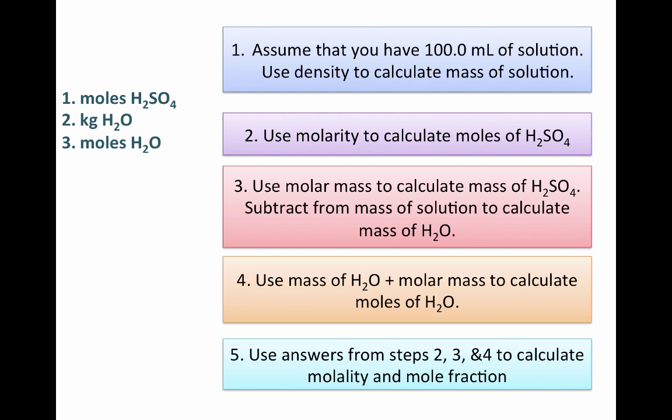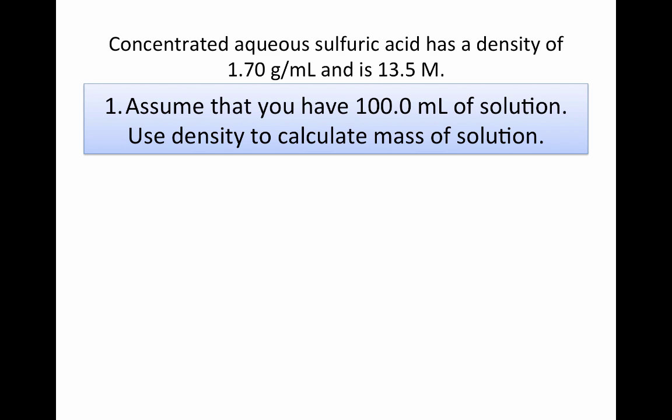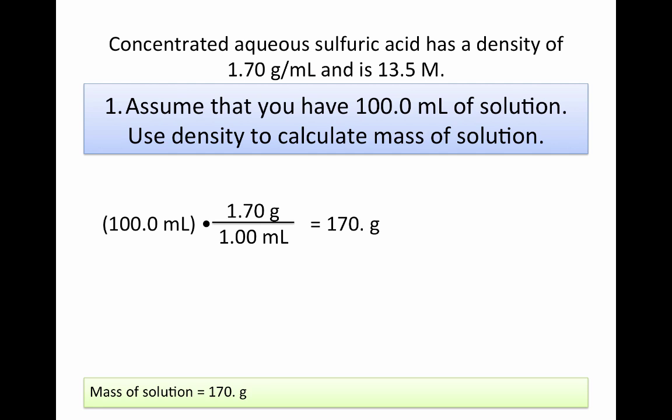Those are the three things that we're trying to calculate. We can then use those to calculate the molality and the mole fraction. So here's our problem with our first step. We're going to assume that we have 100 milliliters of solution and use the density to calculate the total mass of the solution. Take 100 milliliters, multiply by the conversion factor of 1.70 grams for every milliliter, and that gives us 170 grams of solution.